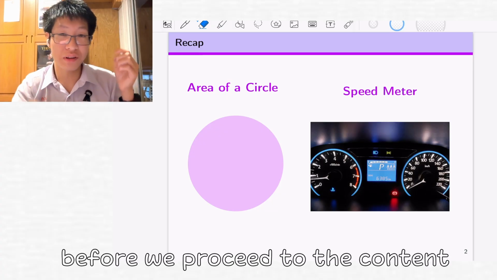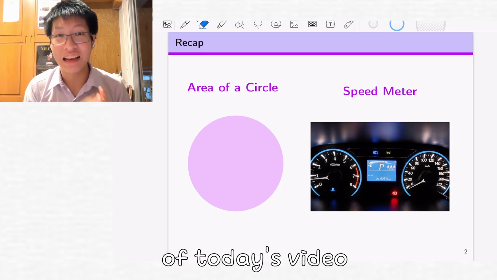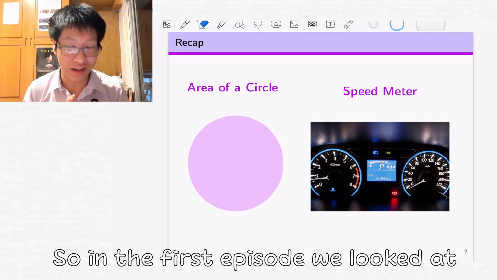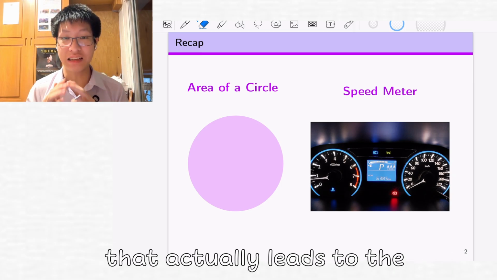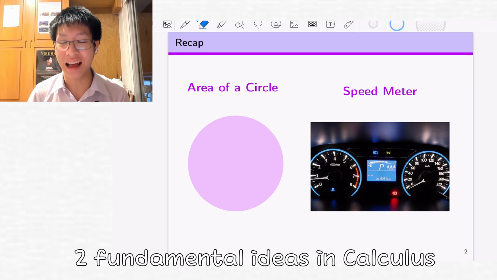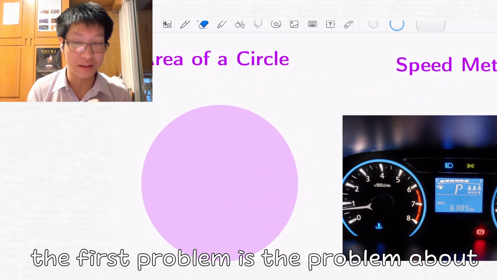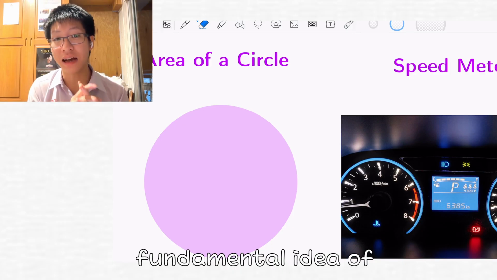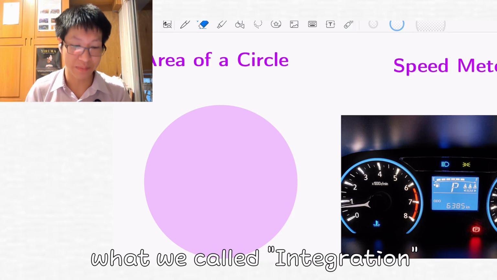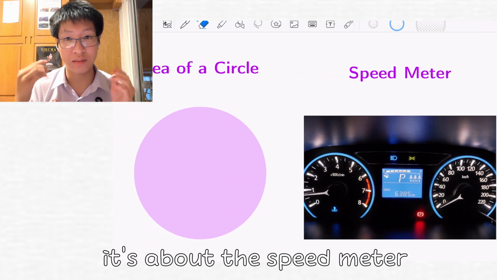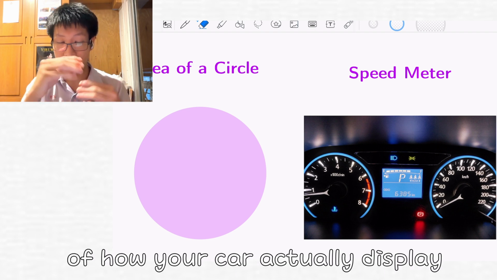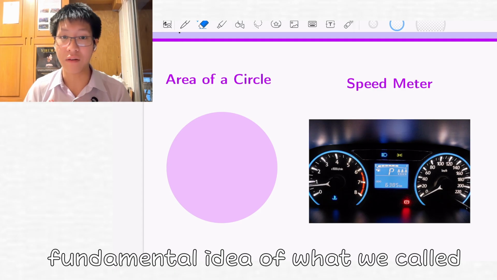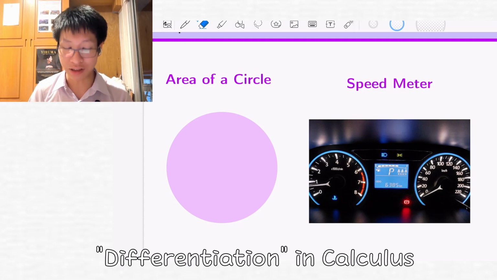Okay, so before we proceed to the content of today's video, let us recap what we did in the three previous episodes. In the first episode, we looked at two separate problems that actually lead to the two fundamental ideas in calculus. The first problem is the problem about the area of the circle. This was proposed by the Greeks, and it actually leads to the fundamental idea of what we call integration. The second problem is about the speed meter, on how your car actually displays the speed when you drive, and that actually leads to the fundamental idea of what we call differentiation in calculus.